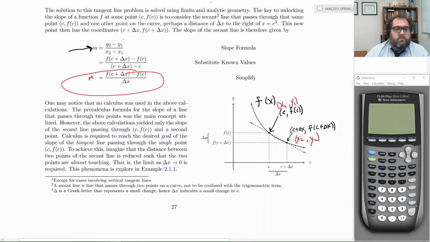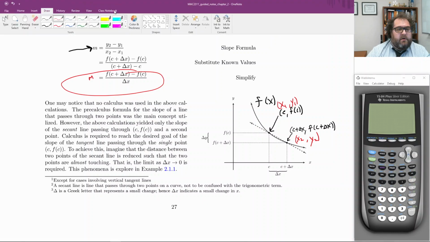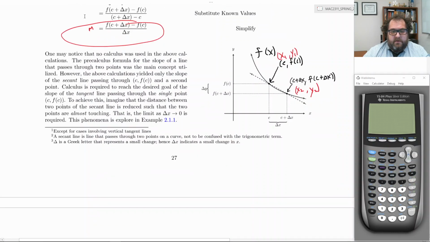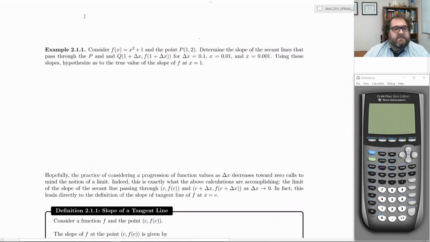Now, let's go through a small example. All right, consider just a quadratic function, f of x equals x squared plus 1, and the point 1 comma 2. Determine the slope of the secant lines, so no tangent line right now, just secant lines, that pass through P and Q, which is 1 plus delta x, comma f of 1 plus delta x, for these different values of delta x.